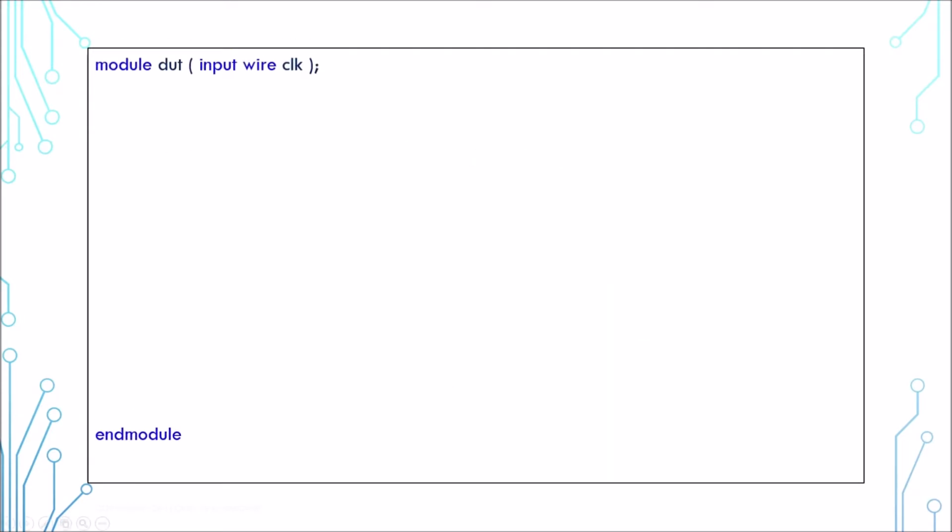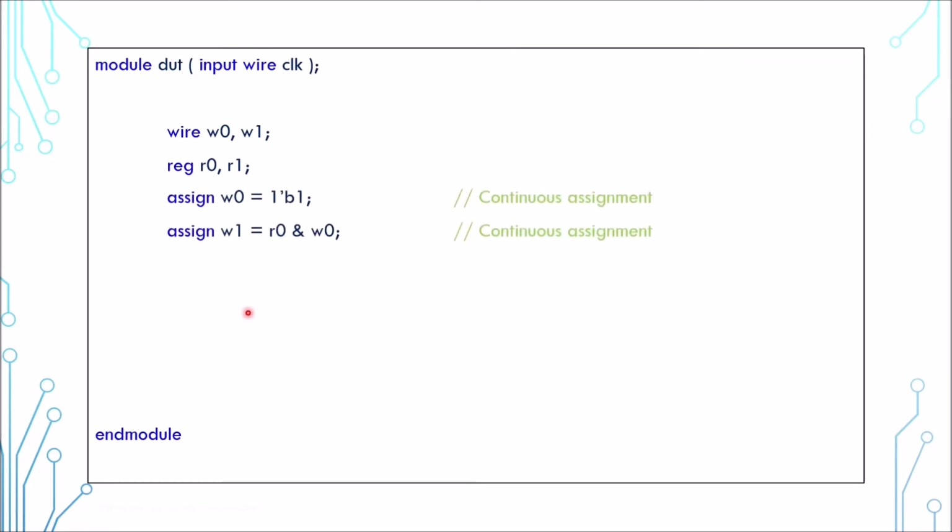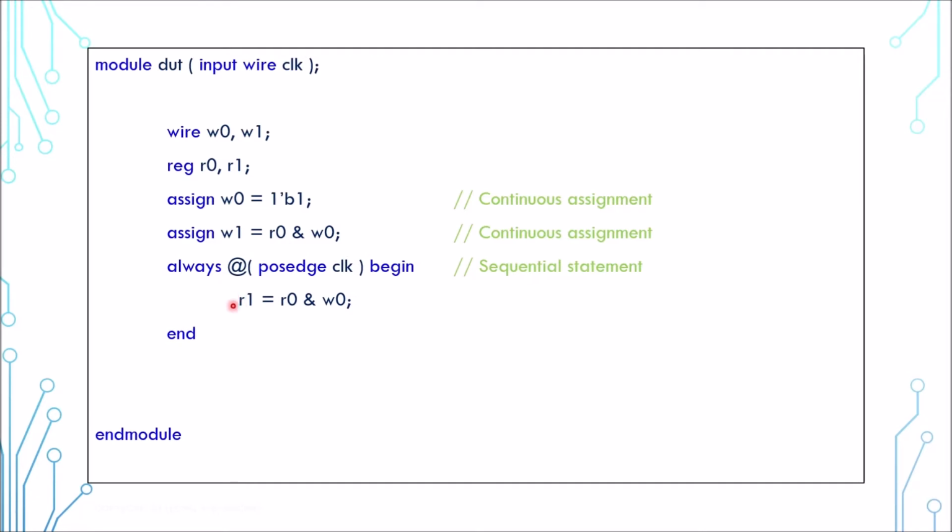The differentiation between wire and reg is that there is a rule on how to use them. Wire should only be used with continuous assignment, whereas reg should only be used with sequential statements, aka the always block, or with procedural statements like the initial block. While I said it is a general rule, this rule is not strictly followed by many simulators nowadays.